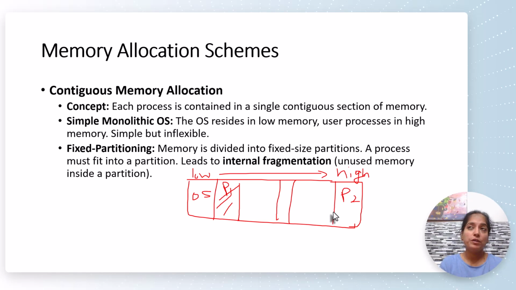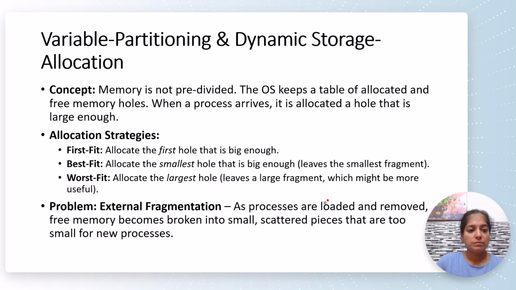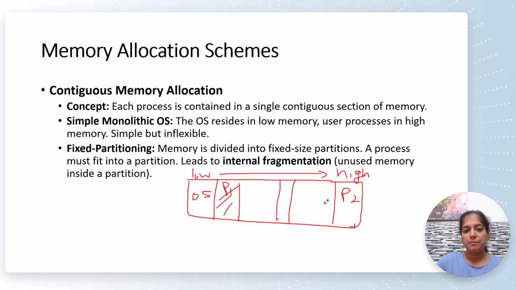The reason is, first of all, memory is divided into fixed size partitions. So a process must fit into a partition. For example, we are dividing the memory into fixed size partitions. We can divide the memory in fixed size partitions or as variable size partitions. Fixed size partitions means the sizes are fixed.